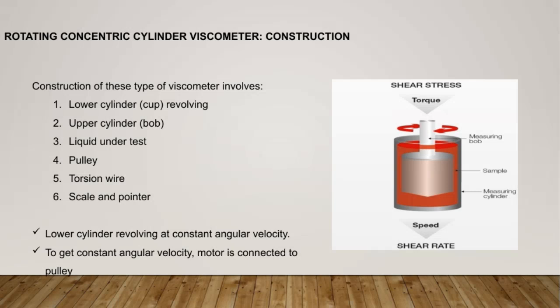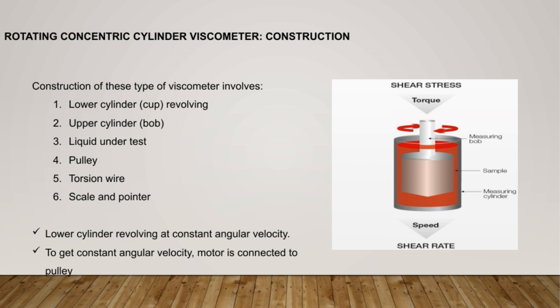Now, let's take a closer look at the construction of this type of viscometer. At its core, it involves a lower cylinder, which we refer to as the cup, and an upper cylinder, known as the bob. The liquid under test is placed between these two cylinders. The lower cylinder is set to revolve, and this motion is crucial for measuring viscosity. To achieve this, the lower cylinder is connected to a motor via a pulley, ensuring it rotates at a constant angular velocity. Maintaining this steady rotation is vital for accurate measurements.